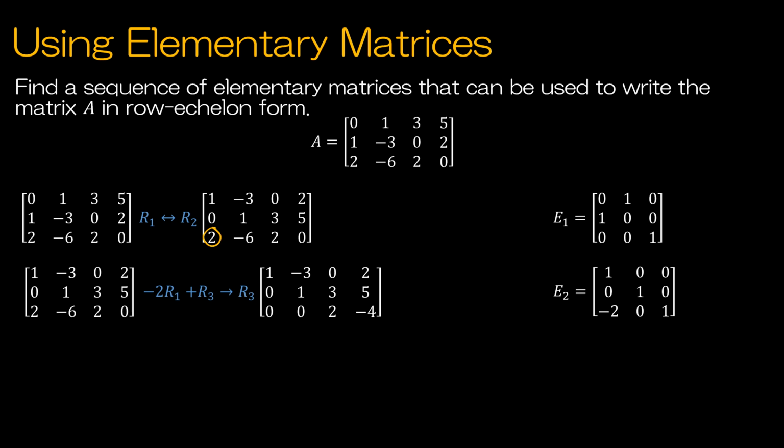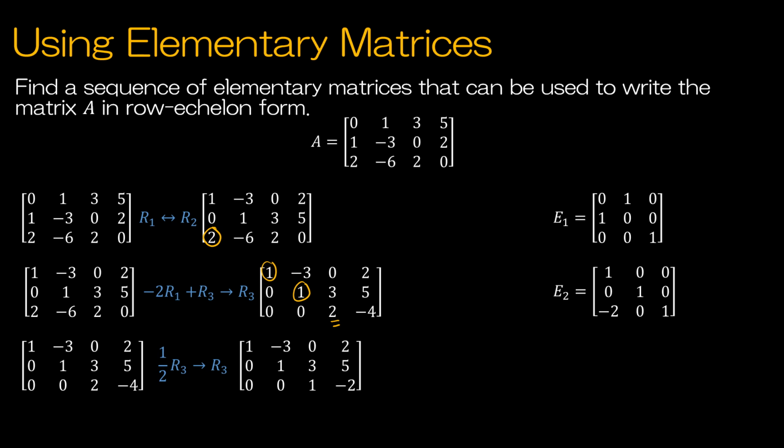And we're almost where we want to be. We've got a 1, we've got a 1, we have a 2 here, so instead of a 2, I want that to be a 1, so I'm going to multiply everything by 1/2. So I'm taking 1/2 of row 3 is my new row 3, and then again, that is the elementary matrix where I've replaced 1 with 1/2 in the third row.